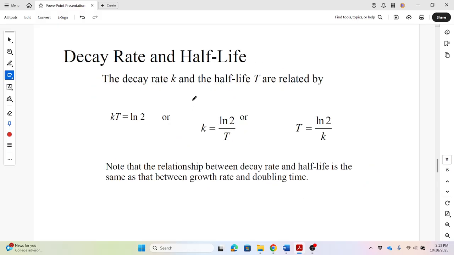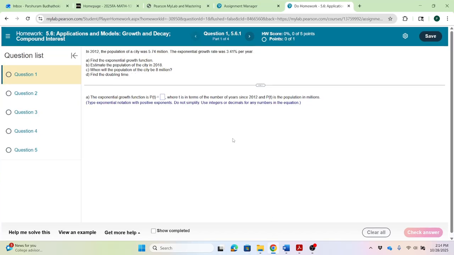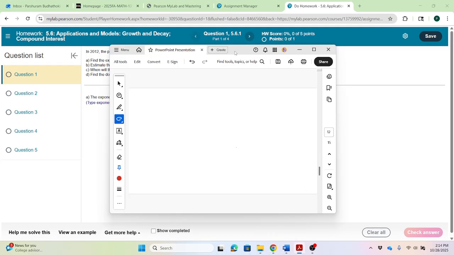You can find the decay rate or the half-life by using the same idea, doubling or halving, and then you can find the rate or the time, whatever you need to find. Let's look at some examples. Let's say this is question number 1.